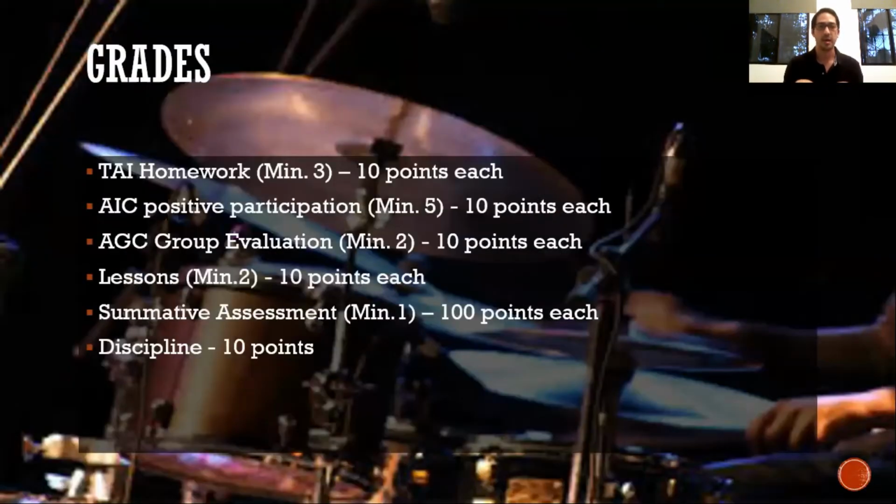Grades. Homework is about 10 points each, and the minimum is going to be 3 homeworks. Class participation, you have 5 of them, 10 points each. So it's very important. Group evaluation, 10 points each, it's going to be 2. Lessons, you're going to have 2 lessons, 10 points each. Lessons are very important, remember.